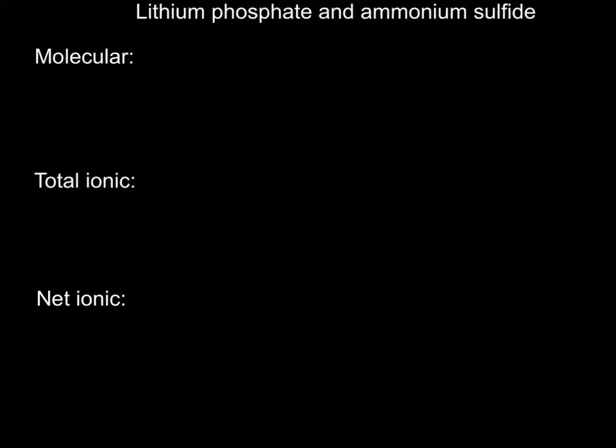So let's take an example of lithium phosphate and ammonium sulfide. We know that lithium has a charge of +1 and phosphate has a charge of -3, whereas ammonium has a charge of +1 and sulfide has a charge of -2.